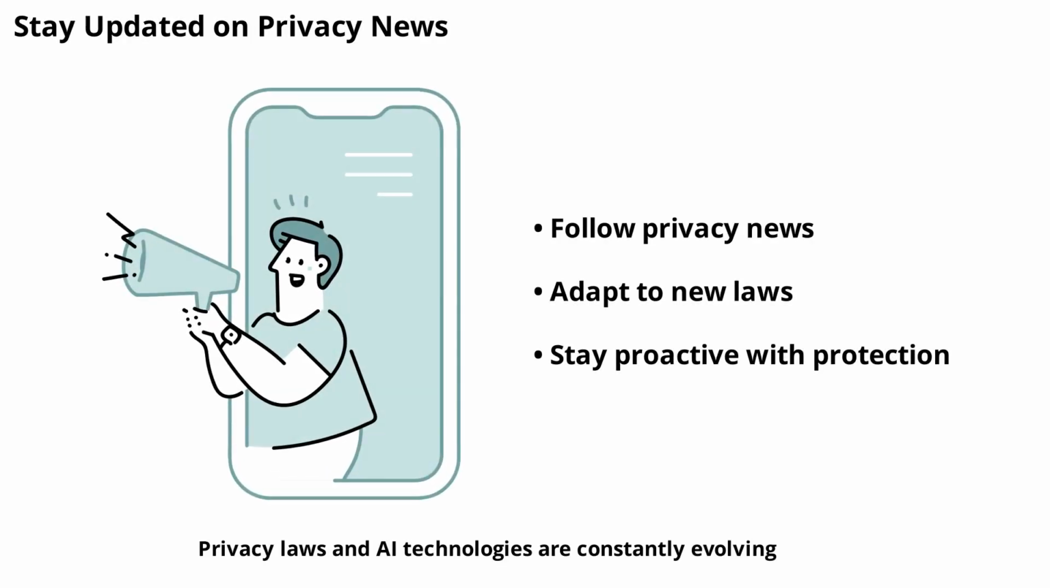Privacy laws and AI technologies are constantly evolving. Stay informed by following news outlets, blogs, and official announcements about data protection. Being aware of changes helps you adapt your strategies and maintain control over your personal information.